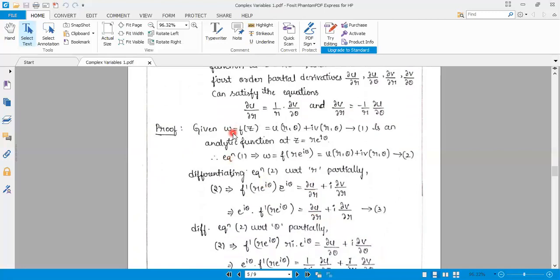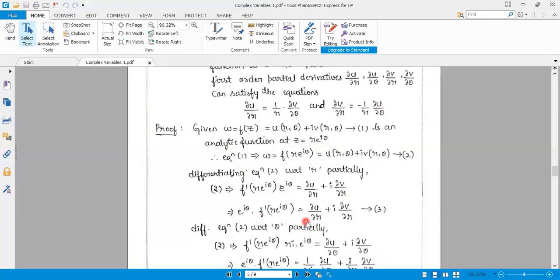Now write a complex valued function in the polar form w equals u plus iv, where u and v are functions of r and theta, and z is r into e power i theta, which is a complex number in the polar form. Now differentiate 1 with respect to r. So what do you get? f dash of r e power i theta into e power i theta equals dou u by dou r plus i into dou v by dou r.